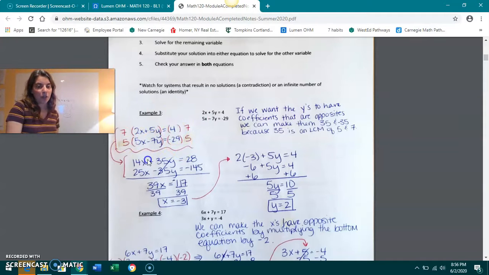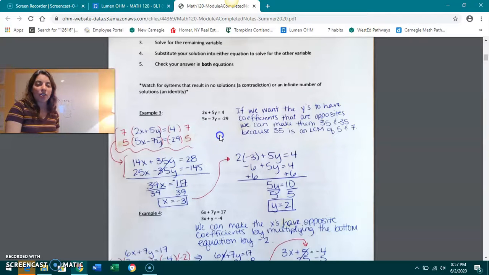So I distribute, and these are my two equations. You can see I get 14x plus 35y equals 28, and 25x minus 35y equals -145. When I add these two, the y's cancel out because they add up to 0 now. So I have x's equal this number, divide, and x equals -3.